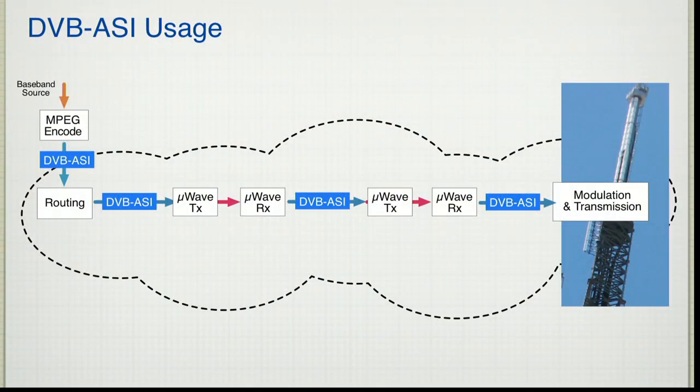Now, DVB ASI is so useful it shows up throughout many facilities and in many different places. In a broadcast plant, it will be the link from the output of an MPEG encoder through routing to, say, a microwave transmitter. And at a relay point, it will tie the output of a microwave receiver to the input of the following transmitter. When it finally gets to the point of distribution, the transmitter at the end of the line, it will be the signal that is used to deliver that transport stream into the transmitter. DVB ASI shows up throughout the broadcast plant.